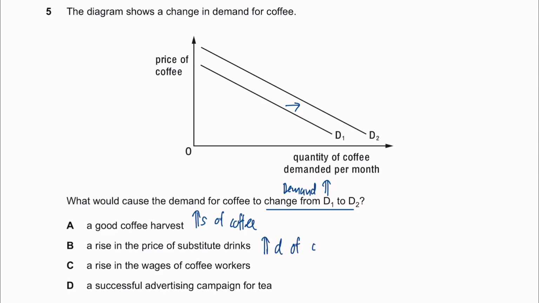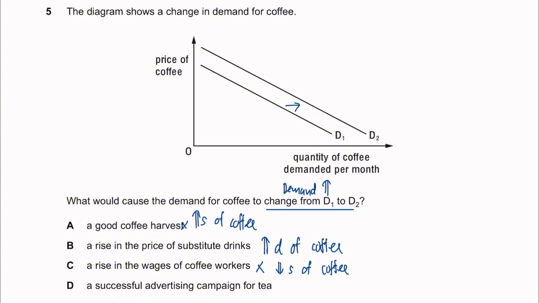So this is the correct answer. Let's see other answers. C, a rise in the wages of coffee workers. No, because this will reduce the supply of coffee. Because now the cost of production is higher, and the supply will reduce.